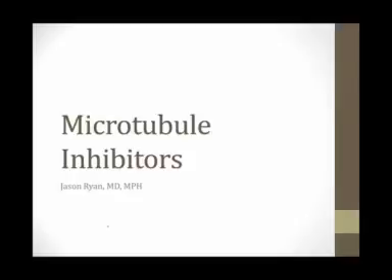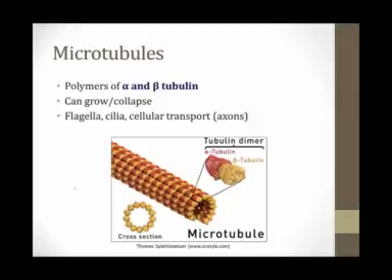Hi everyone, and welcome to our module on microtubule inhibitors. Let's start by reviewing the structure and function of a microtubule. A microtubule is a structural element of a cell, and microtubules are polymers which are made up of repeating protein units called alpha and beta tubulin. The structure of a microtubule is shown on the screen here.